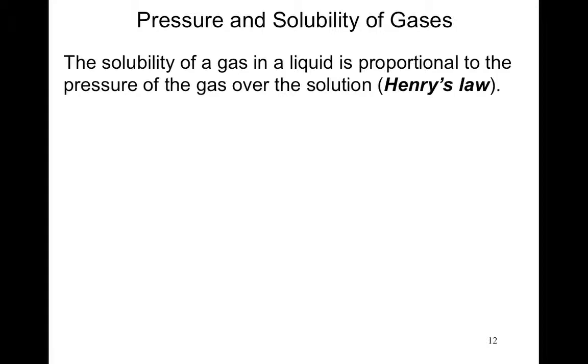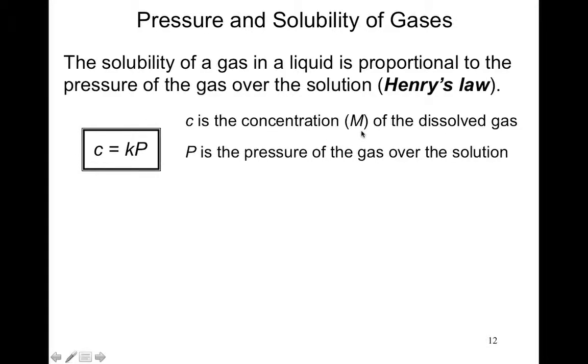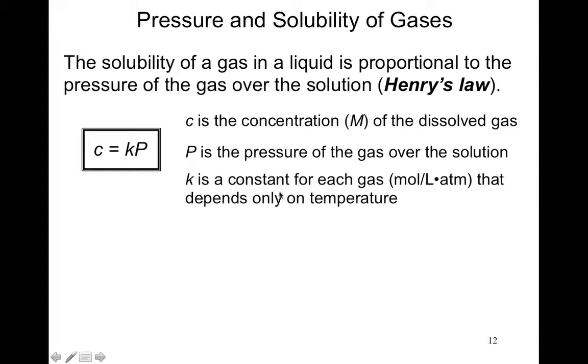So, pressure and solubility of gases. Here's a pretty logical thing: the solubility of a gas in a liquid is proportional to the pressure of the gas over the solution. So basically, if we put more pressure on a gas, more of the gas molecules will move into the liquid. Sort of makes sense. It's called Henry's law. Here's the formula: C equals K times P. C is the concentration in molarity. P is the pressure of the gas. And K is a constant for each gas, in moles per liter atmosphere, that depends only on the temperature.